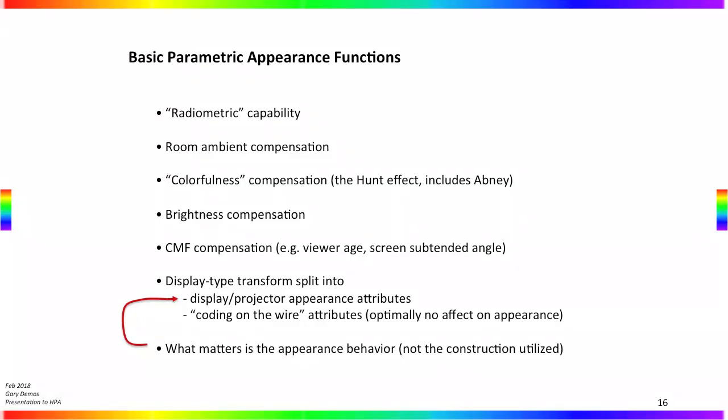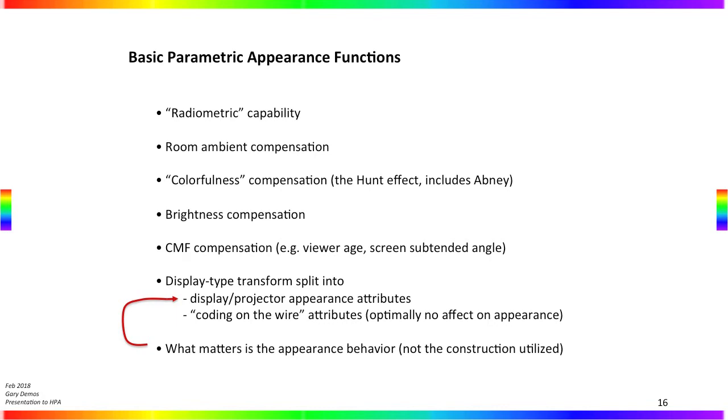Okay, so the basic overview of the processing here is that I'm using the idea of not changing the ratio of red, green, and blue, especially if they're defined independently of color matching functions, at least the capability of doing that to calibrate things, compensating for the ambient level, colorfulness, absolute brightness, potentially color matching functions, your age, the size of the screen, and then the display type transform.